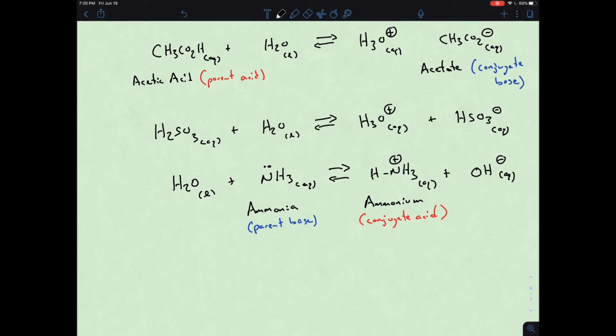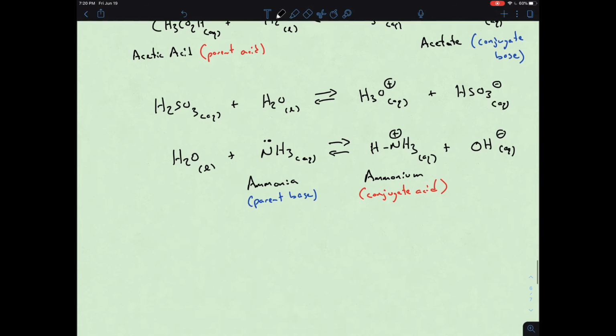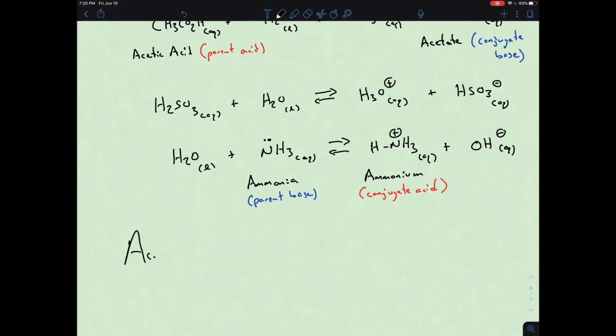So now that we have an understanding of the beginning, we're starting to get a notion of some language here with parents and conjugates and how they are defined with acids and bases as proton donors and proton acceptors. Let's now break into talking about acids and acid strength.